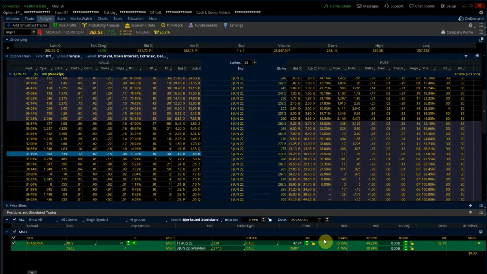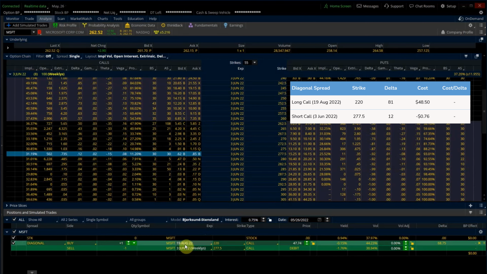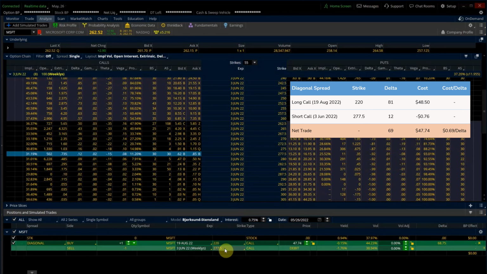Okay, so the diagonal spread trade here is complete. If I have to enter the diagonal spread trade, it will cost me $47.74. Okay, just a quick recap. My long call is expiring on 19 August, strike price of 220 with a delta of 81. And my short call is expiring on the 3rd of June, strike price of 277.5 and a delta of 12. So if I look at the overall net delta of this particular trade, it is actually 69.